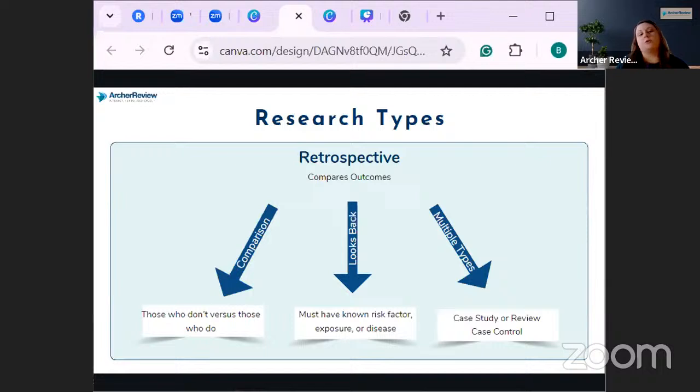And then also multiple types can be done of retrospective study. This is where the case study reviews come into play. This is where case controls live. So those are types of retrospective studies. They fall up under that umbrella, if you will.